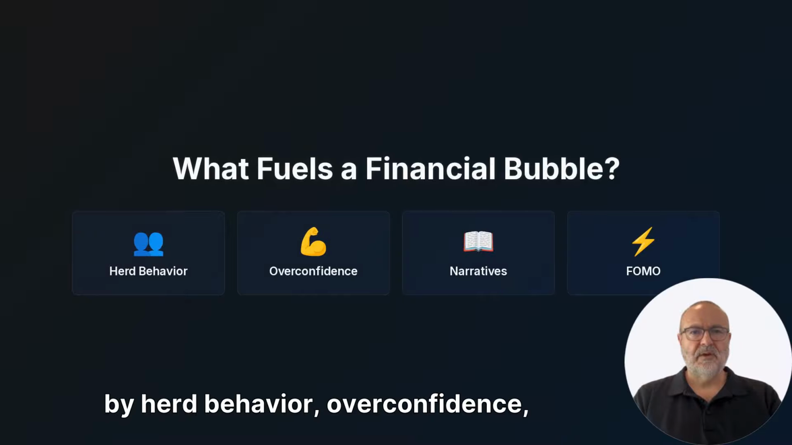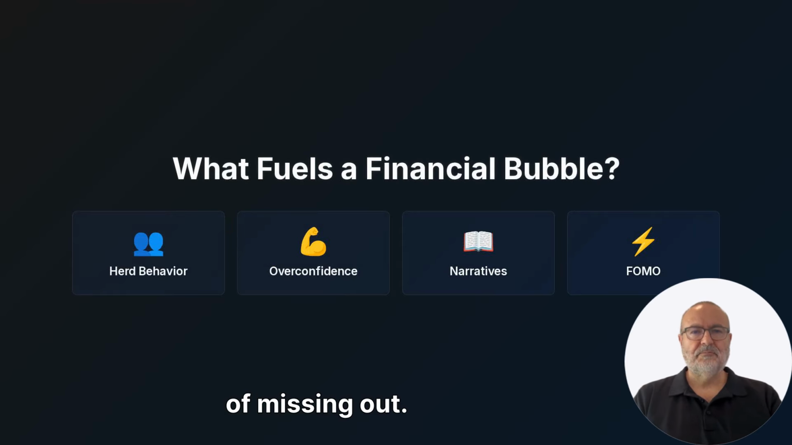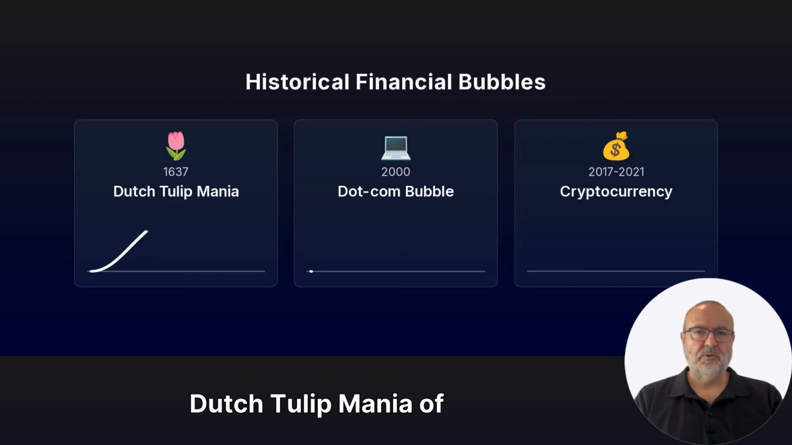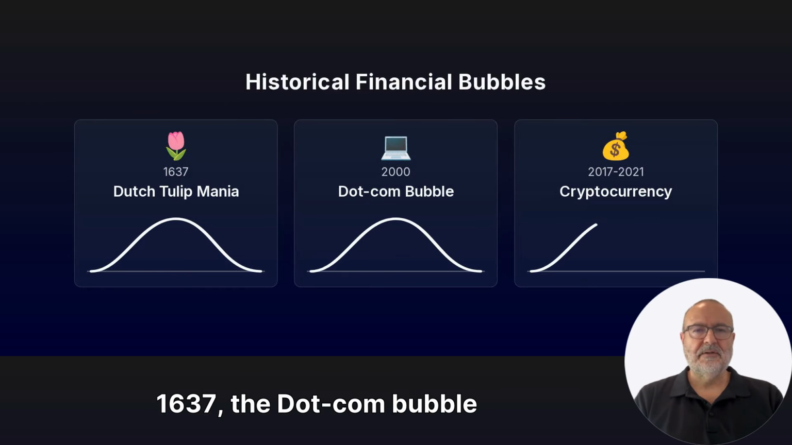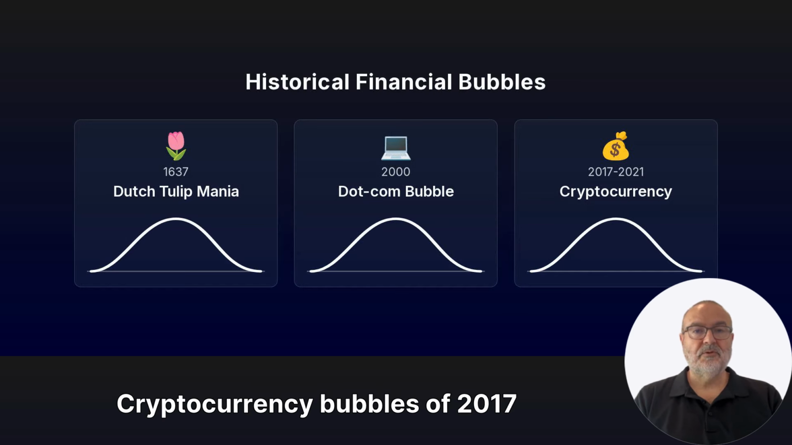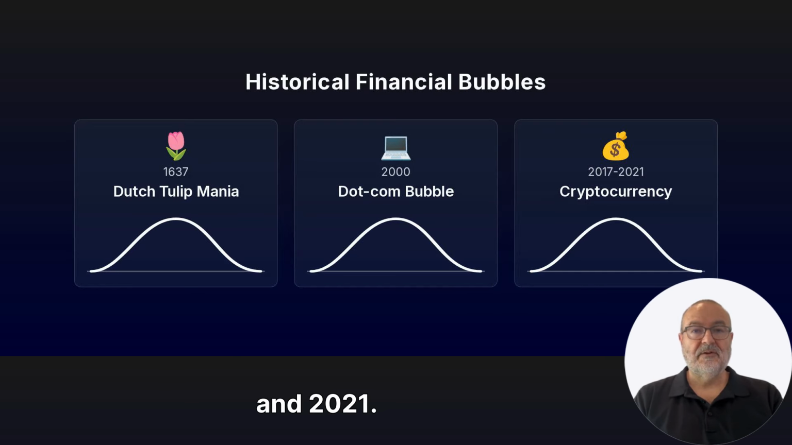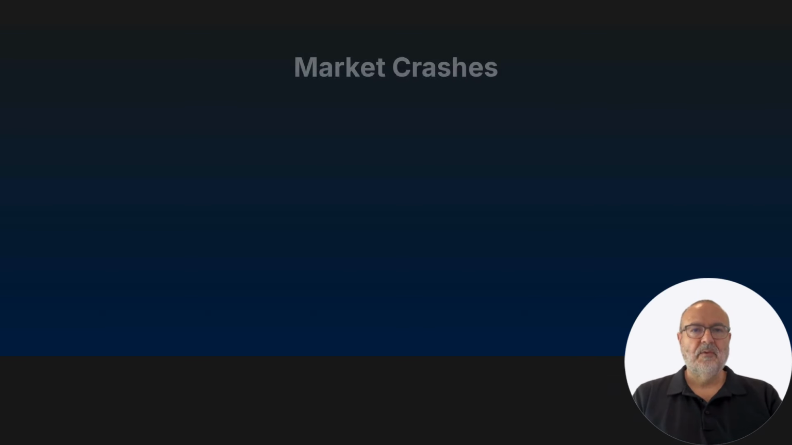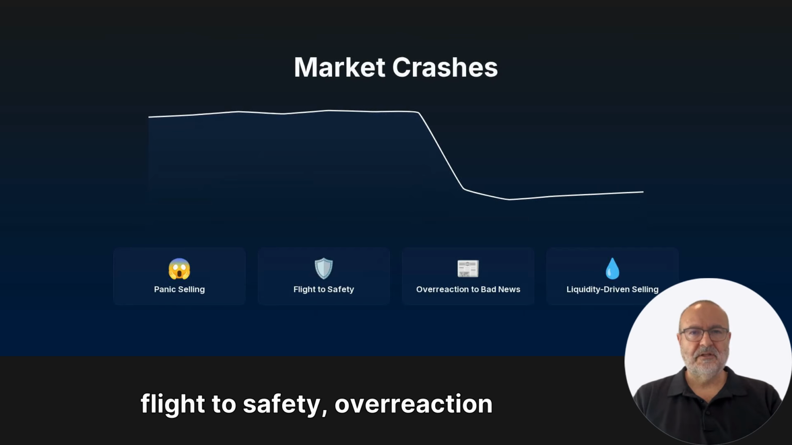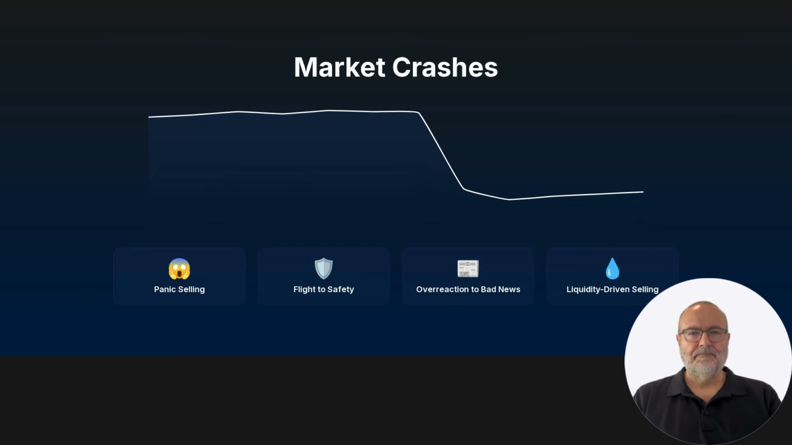Bubbles are often fueled by herd behavior, overconfidence, narratives, and the fear of missing out. Historical examples include the Dutch tulip mania of 1637, the dot-com bubble of 2000, and the cryptocurrency bubbles of 2017 and 2021. Crashes, conversely, are driven by panic selling, a flight to safety, overreaction to bad news, and liquidity-driven selling.